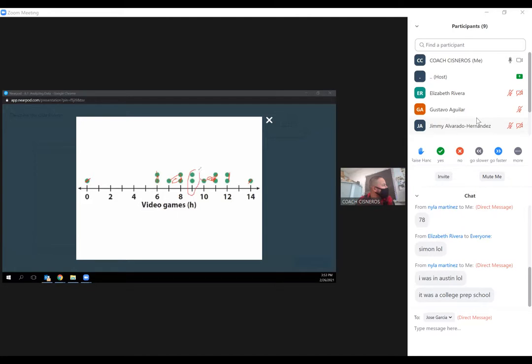What is that? 9. So the center is at 9 and the median is at 9. There's your first sentence. Median is at 9.